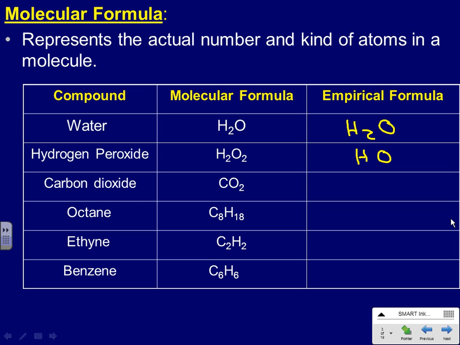Carbon dioxide, if they would have done that for carbon dioxide, they would have seen CO2. It's in its lowest ratio. Now something like octane, and here's where the wheels kind of fell off for the chemists, where they realized probably that chemistry was far more complex than they thought.